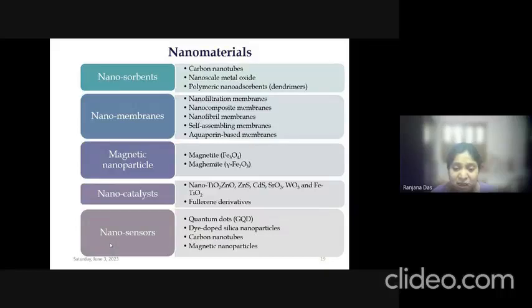And in nanocatalyst, we have lots of semiconductor nanocatalyst materials which generally help us for the remediation or for the degradation of the persistent organic chemicals, which are normally causing high BOD load to the effluent system. Some fullerene derivatives are also there, which can be used as a nanocatalyst. And finally, the nanosensor, that is the quantum dot is there, graphene-based quantum dot is coming into the picture as a sensing material. And dye-doped silica nanoparticle is also there. Carbon nanotube, sometimes it is also used as a nanosensor. And obviously, the magnetic nanoparticle is also there as a nanosensor.